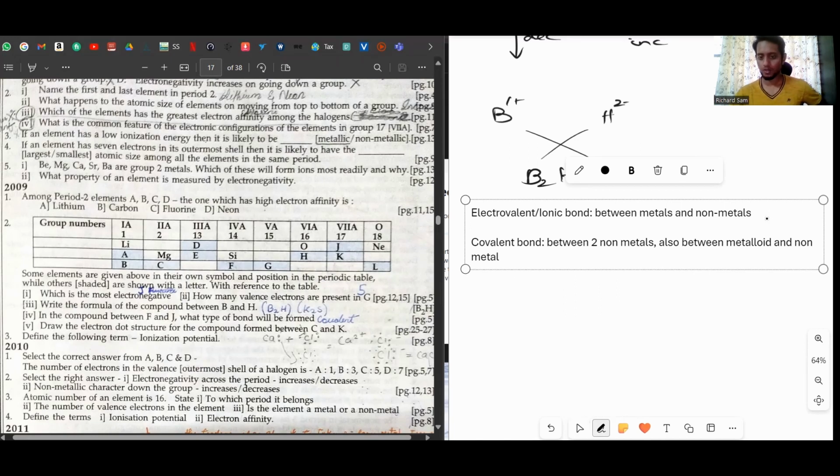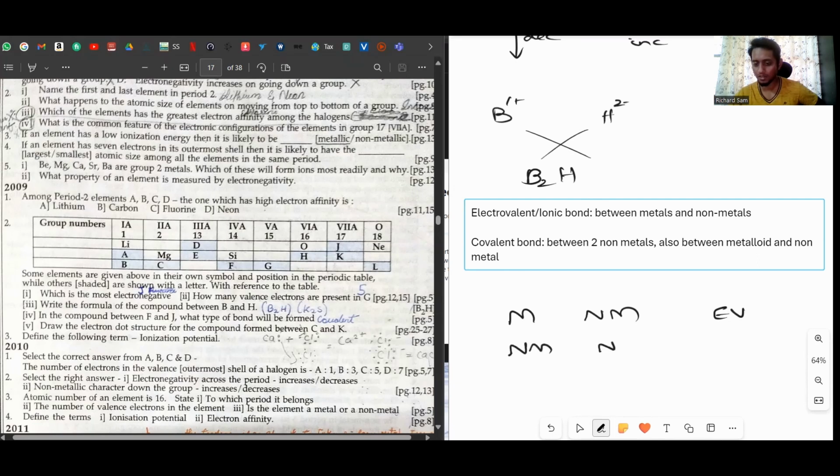Okay, but what is the bond between metal and metals? There is no bond. They don't join. Metals and metals also don't join. So between metal and non-metal, what is the bond? Electrovalent. Between non-metal and non-metal, covalent.